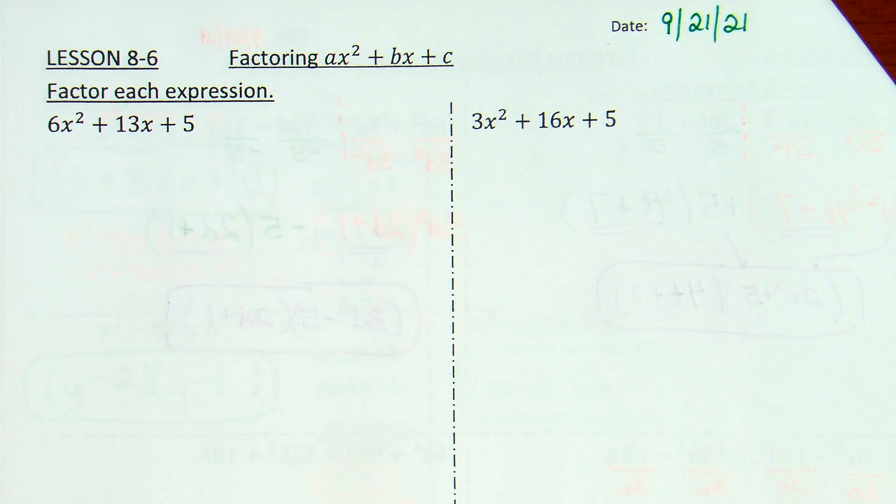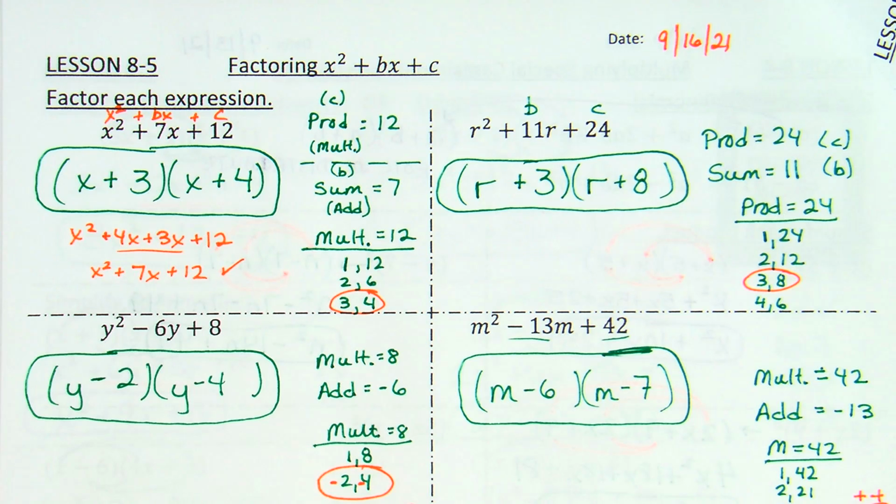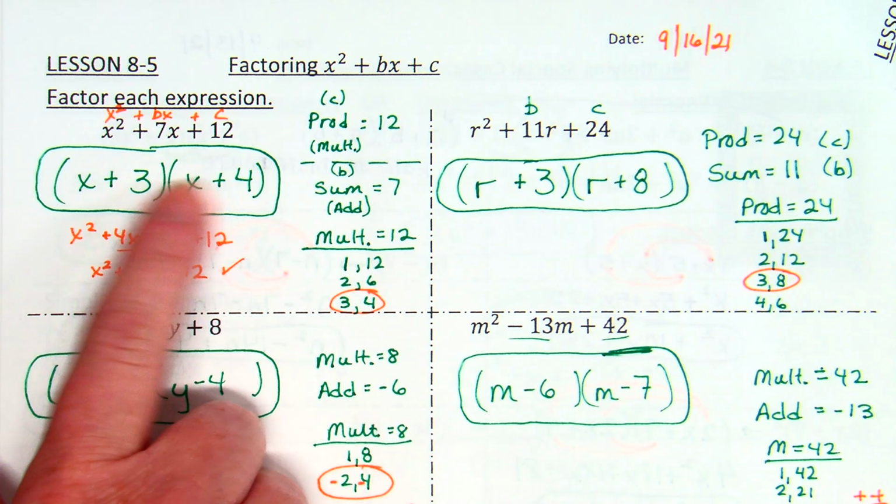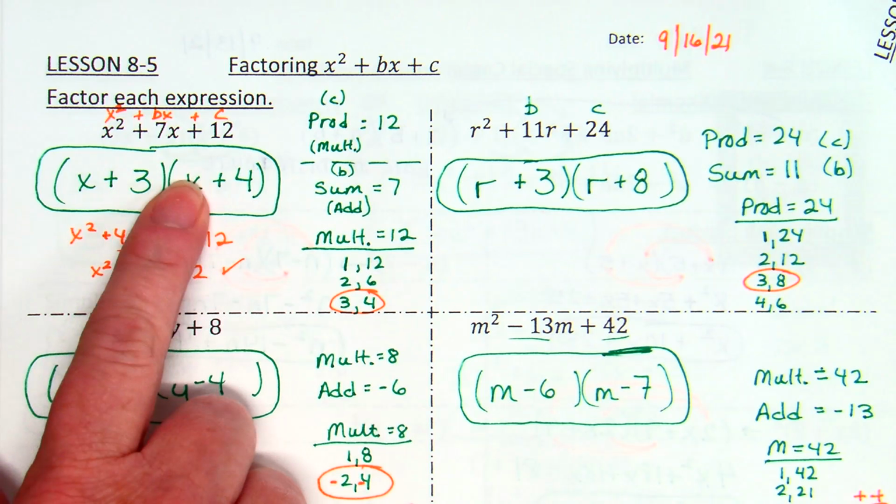So, we are factoring the form ax squared plus bx plus c. If you look back to 8.5, we factored if it was just x squared plus bx plus c, right? If our first piece was just 1x squared, we could do a product of c, a sum of b, and put those two numbers in the parentheses, right? With x and x.